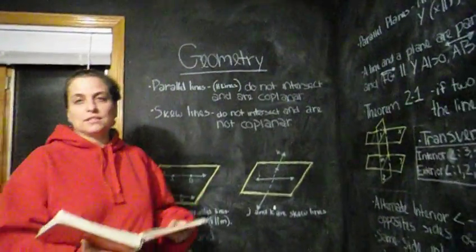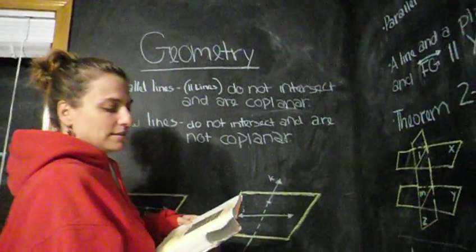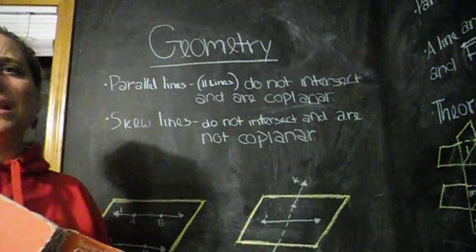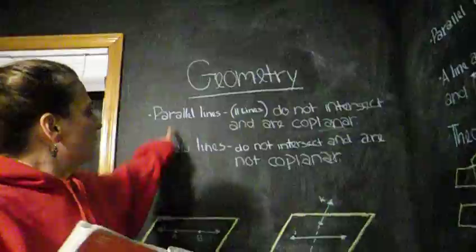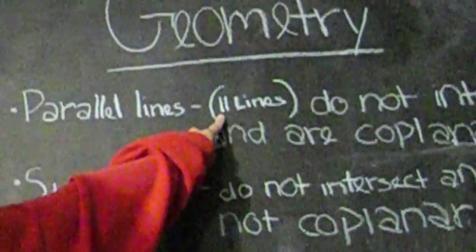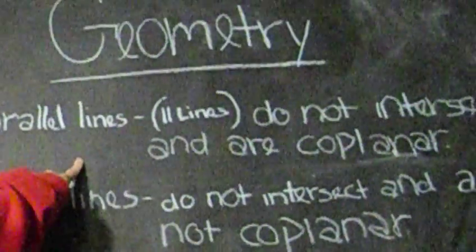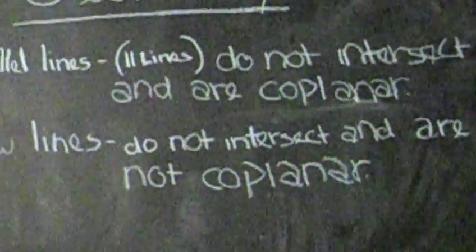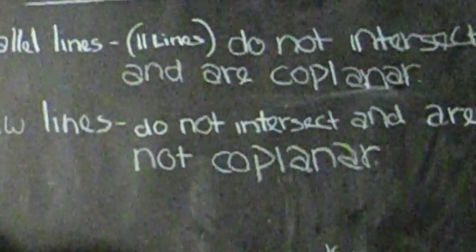Anyways, we are starting chapter 2, and we are doing parallel lines and planes. You guys know what parallel lines are? Parallel lines are two little lines, it's like the number 11. They do not intersect and are coplanar. So parallel lines have to be on the same plane, and they never intersect.